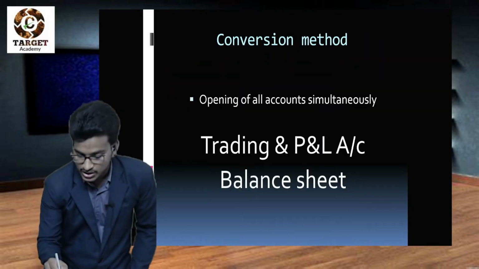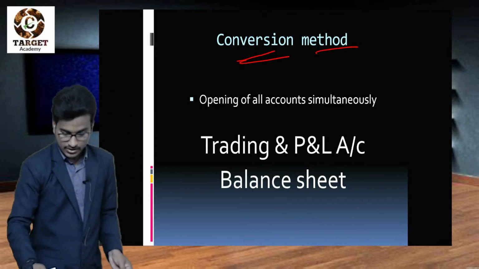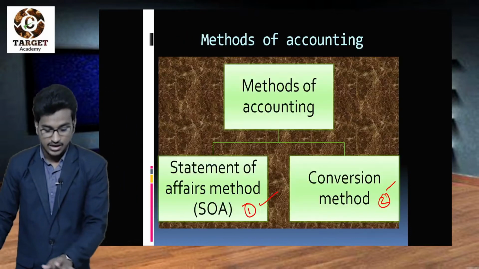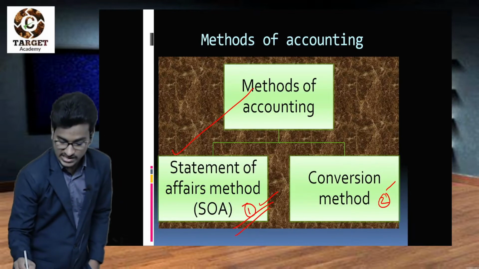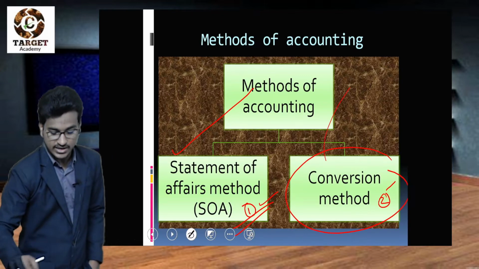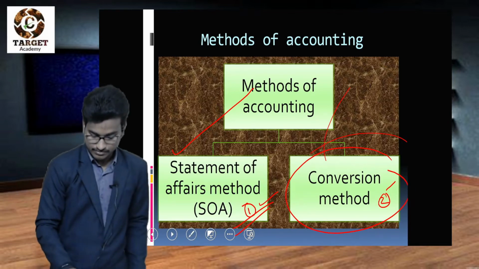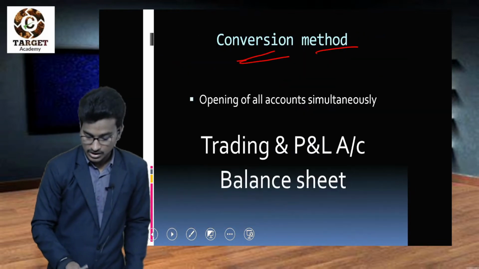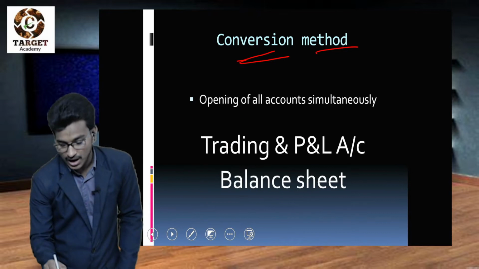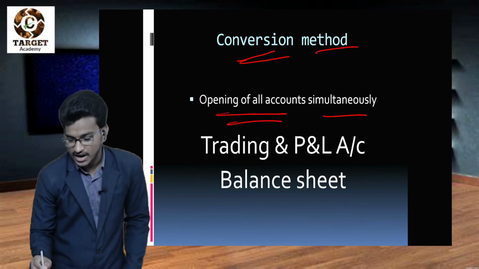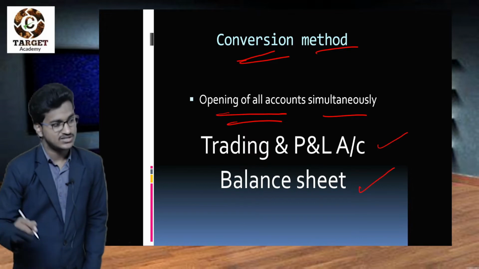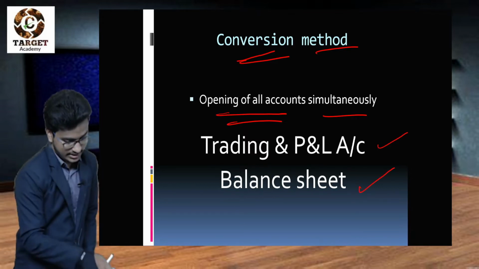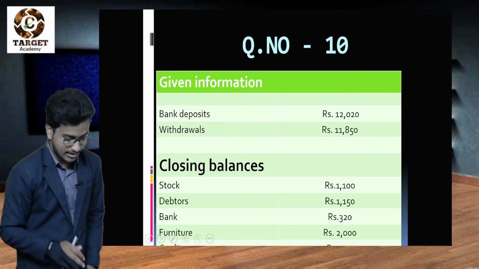Next one is conversion method. If you observe this, the first method is completed, simple one. The second method is the conversion method. In the conversion method, we have to open all accounts, and from this we have to prepare the trading account, P&L account, and balance sheet based upon the question asked in your exam.